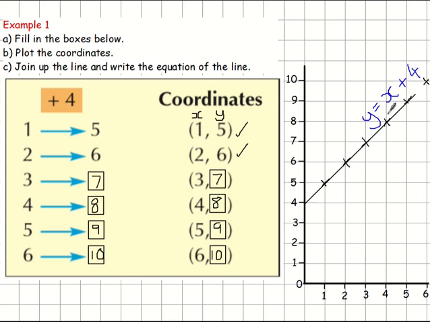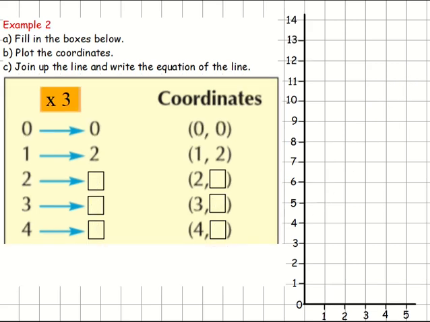And I'm going to put it on my line there. Look, y, which is 5, is equal to x, 1, plus 4, because 1 plus 4 is 5. Let's check it for the next one. Y, 6, is x, 2 plus 4. Well, yeah, 2 plus 4 is 6. So that's done as well. Now we've done that example.